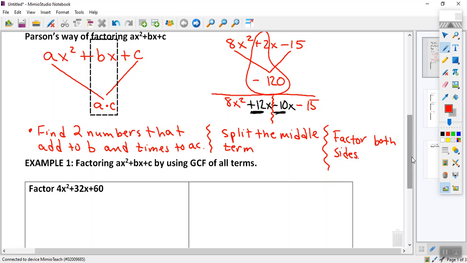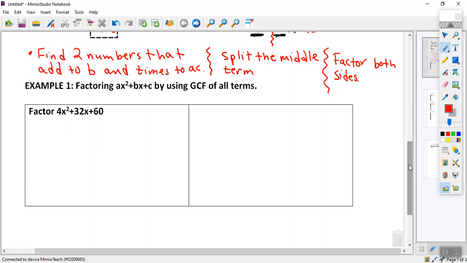Okay, so let's try them. What's the first thing we're going to do with this here, kids? What two numbers do I want to multiply together? 4 and 60 make what value? Okay. Somebody jump into your calculator and tell me what two values we put in for product and sum. You're going to put 240 in for product and 32 for sum. Tell me what those two numbers are when you do this.